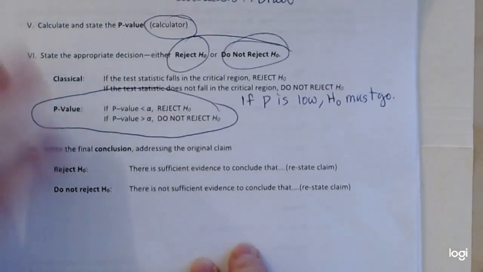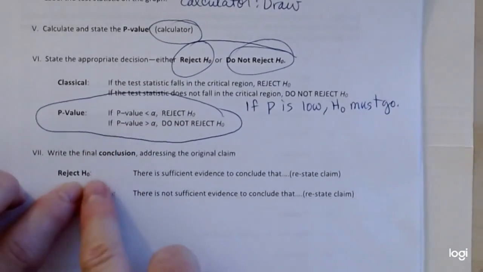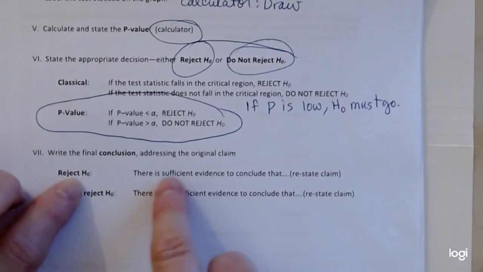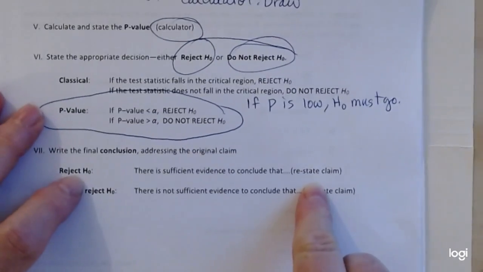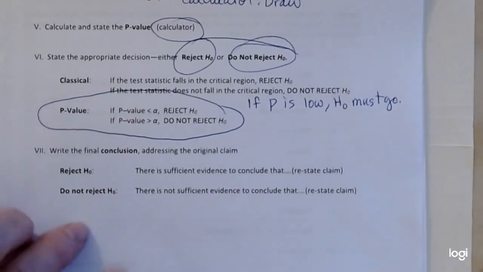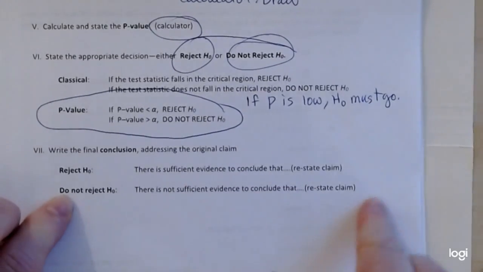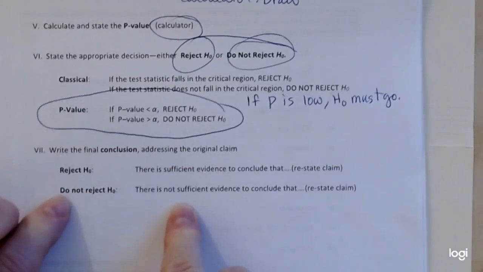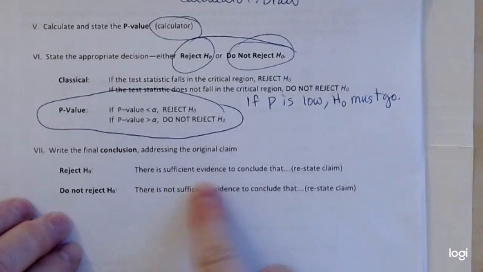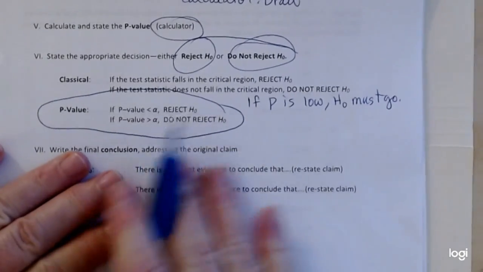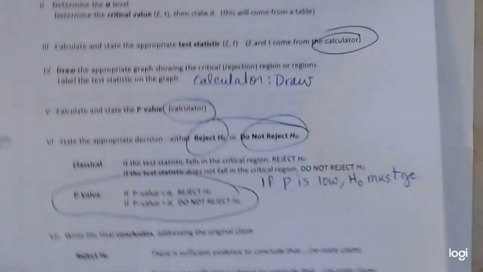And then we write the final conclusion or decision. If the test tells us to reject H0, then we write there is sufficient evidence to conclude that, and then we just restate the claim. Don't get creative, just restate what the claim said. And do not reject H0. There is not sufficient evidence to conclude that, and then you restate the claim. So these two are very simple. Just one of them has a not in it and one of them doesn't have a not in it. And other than that, just use this as a template. You don't have to get creative on your own at all. And that's how we will perform those tests.